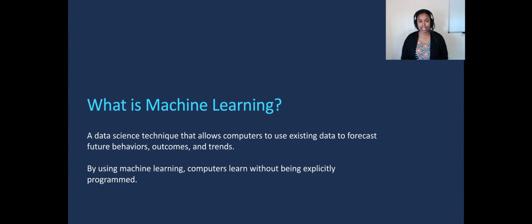So now I want to get into what is machine learning. So like I mentioned at the start, this is all about cleaning and joining datasets, but that is a very important first part of the machine learning process and cycle. So machine learning is a data science technique that allows computers to use existing data to forecast future behavior, outcomes, and trends. And it can also help to categorize items and detect anomalies. By using machine learning, computers learn without explicitly being programmed. Instead, they rely on learned patterns and infer decisions with minimal human interaction.